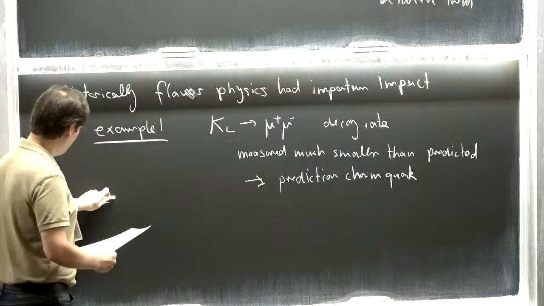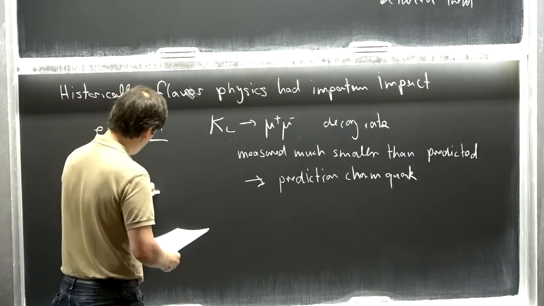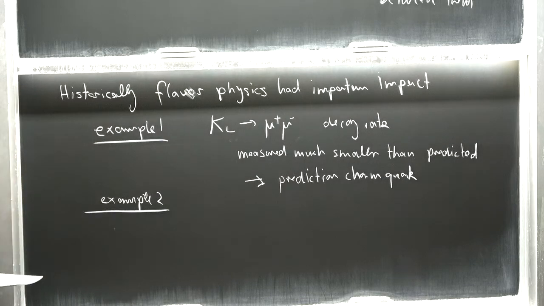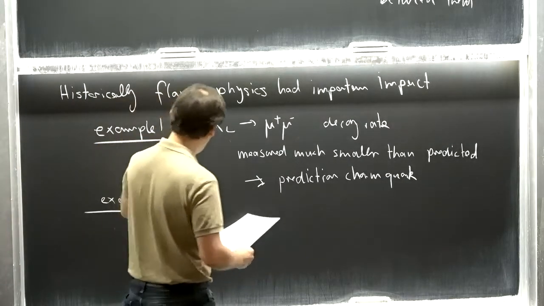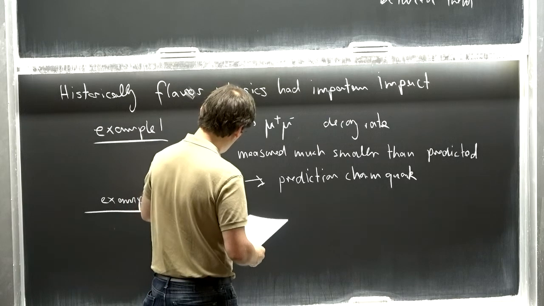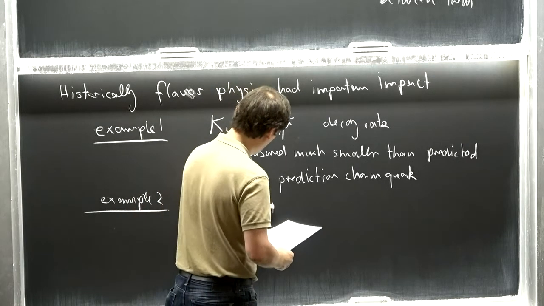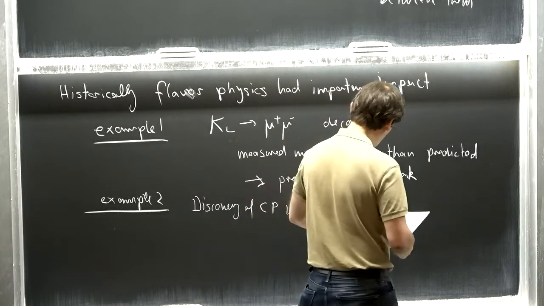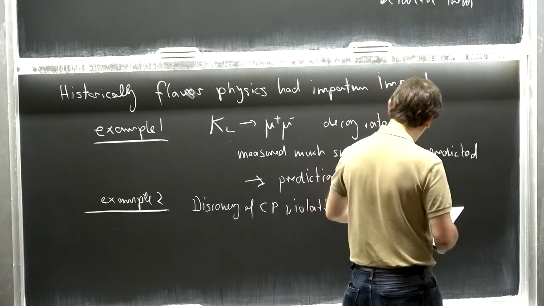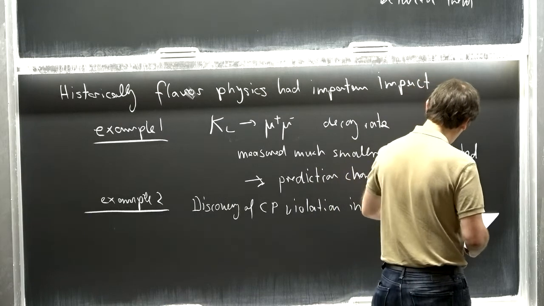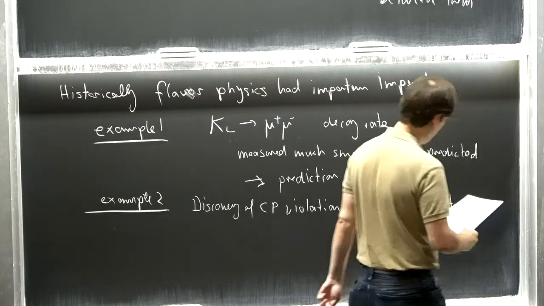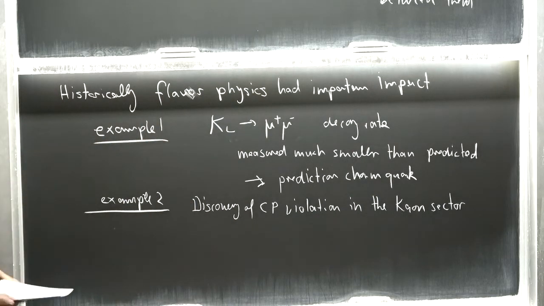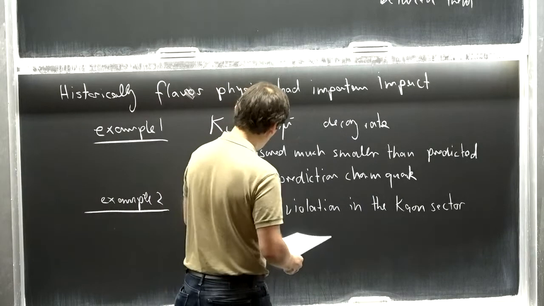Another example that is often quoted is the discovery of CP violation in the kaon sector. That led to the prediction of the third generation of quarks and leptons.